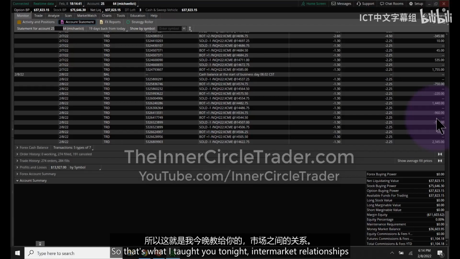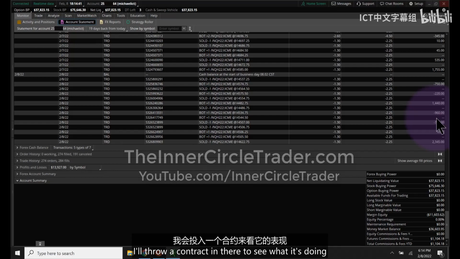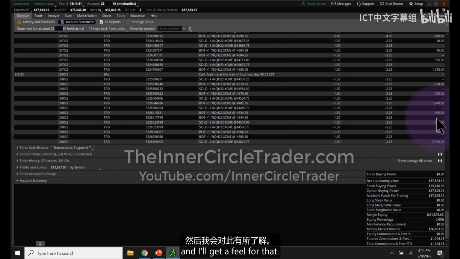So that's what I taught you tonight: intermarket relationships and using the consolidation hurdles. Like when you have a consolidation, what do you do? Well, this is what I do. I'll throw a contract in there to see what it's doing, and I'll get a feel for that.